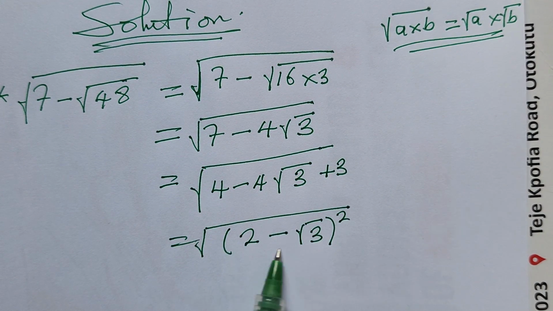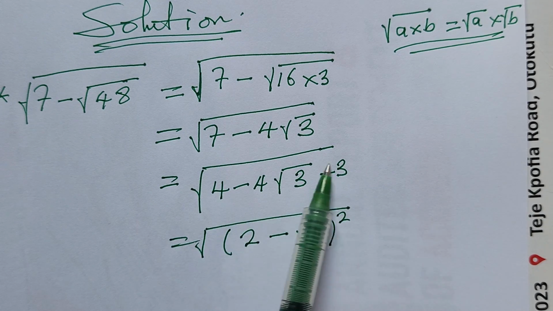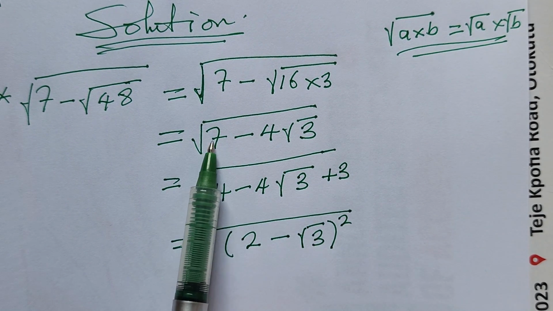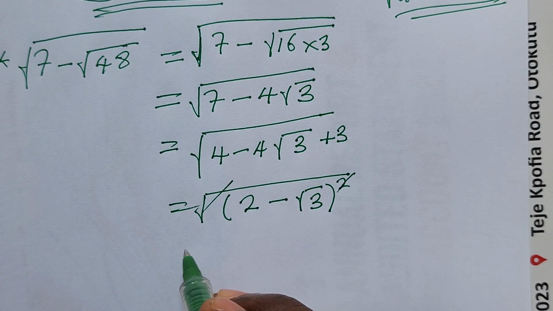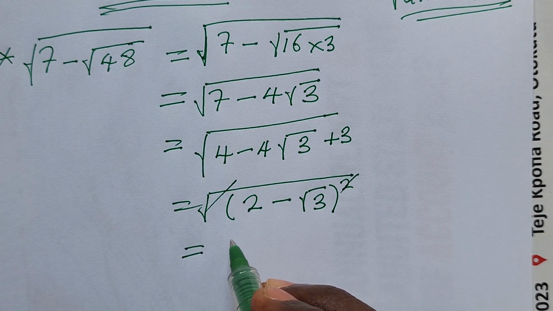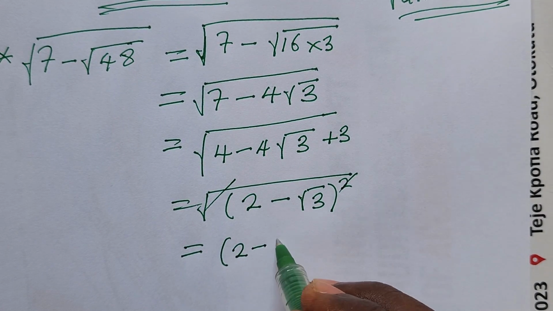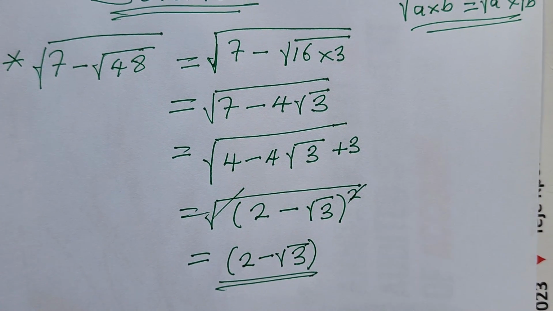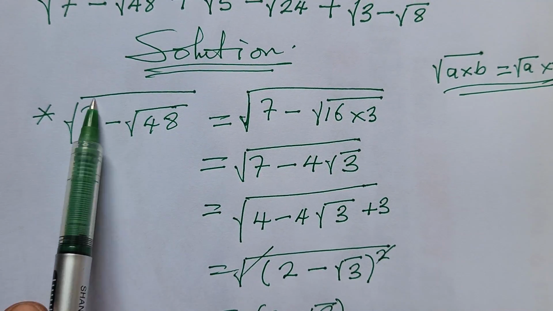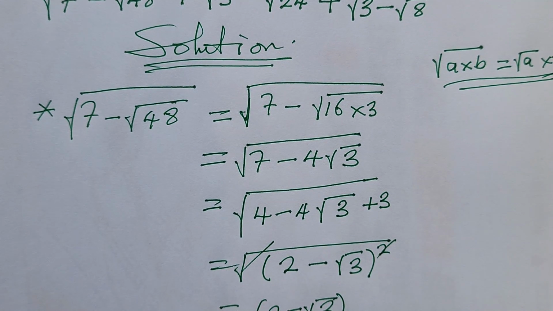Now if you use this to open up the bracket, you're going to come up with this, and add this to this, you're going to come up with this. At this point, the square and the square root can leave the system. So this is equal to bracket 2 minus the square root of 3. So we succeeded in eliminating the radical from the first expression.